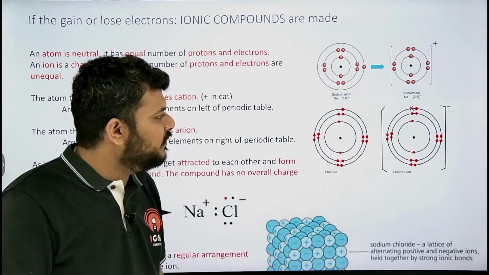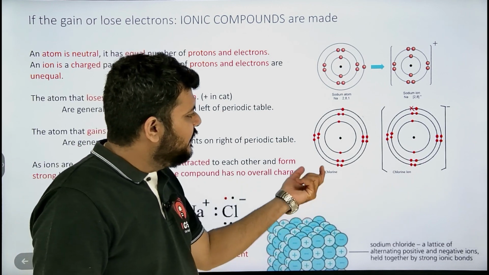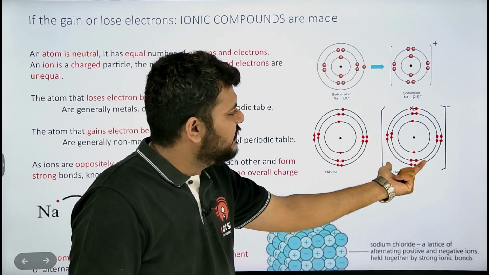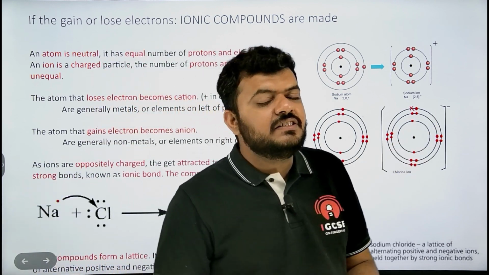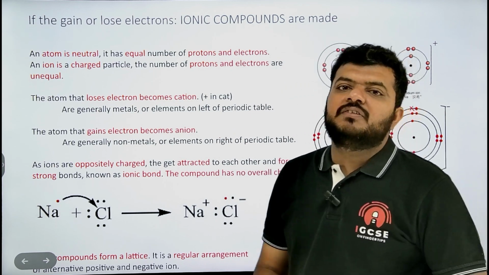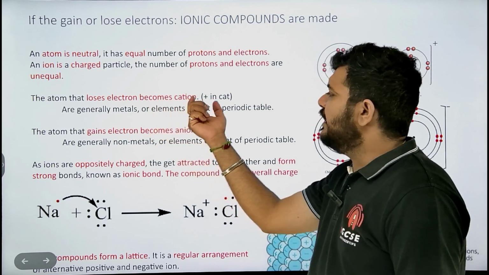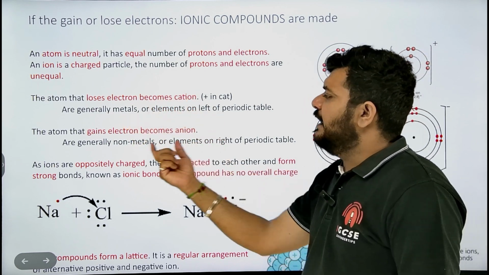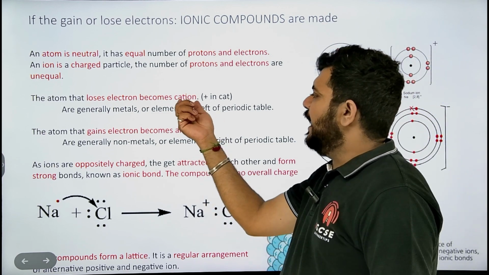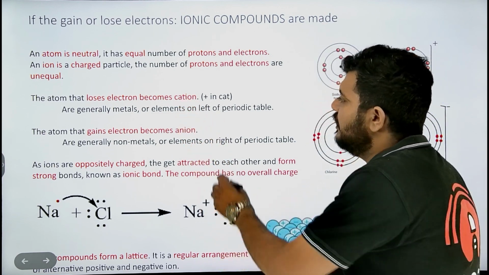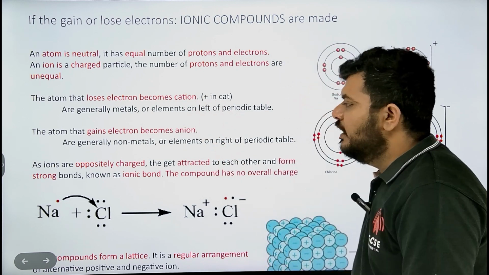Looking at chlorine, what will happen? Chlorine is forming an anion. Now it is gaining an electron, and forming a negatively charged ion. Negatively charged ions are known as anions. Positively charged ions are known as cations. Generally, cations are formed by metals, anions are formed by non-metals. Now, if you want to remember it, cat has a T, and that T looks like a plus. So you can remember it like this and not get confused.